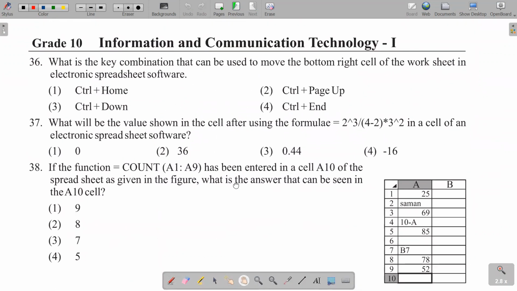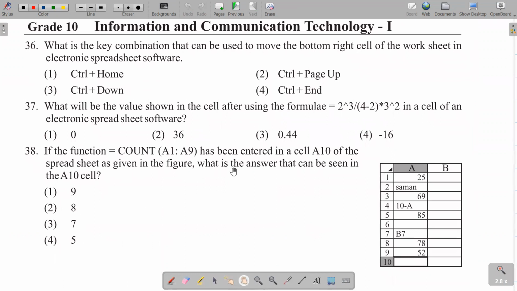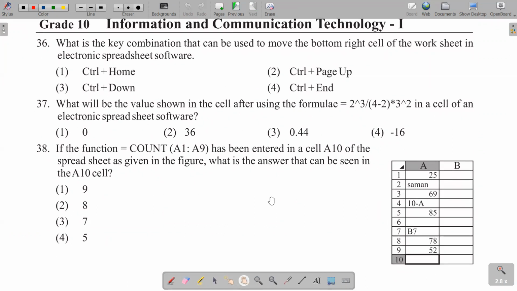Yes. So the 36th, what is the key combination that can be used to move to the bottom right cell of the worksheet in electronic spreadsheet software? That is control end. Right? So control home will take you to the A1 cell. It doesn't matter in which cell you have placed your cursor, which cell you've activated. You will definitely go to the A1.